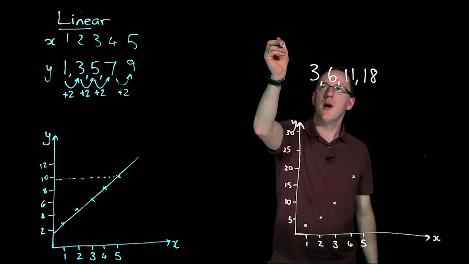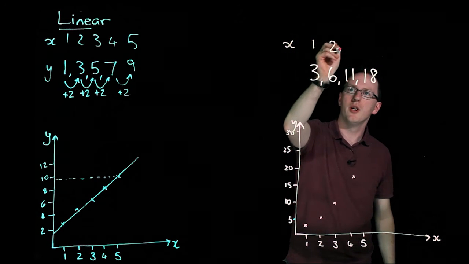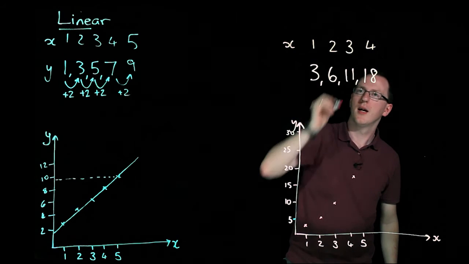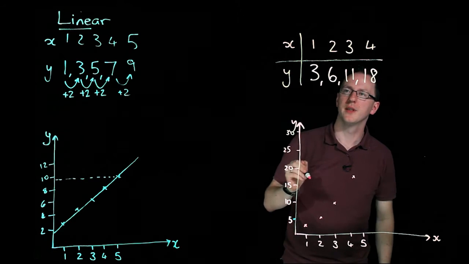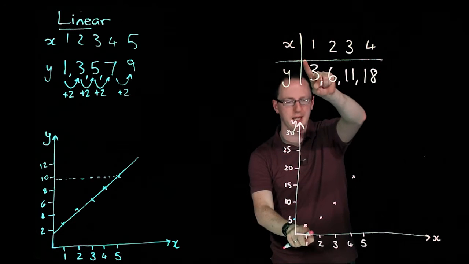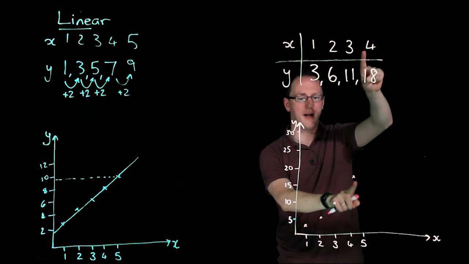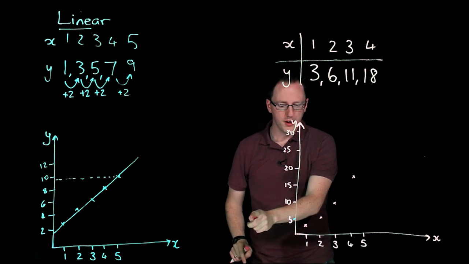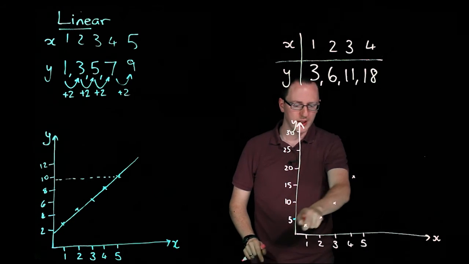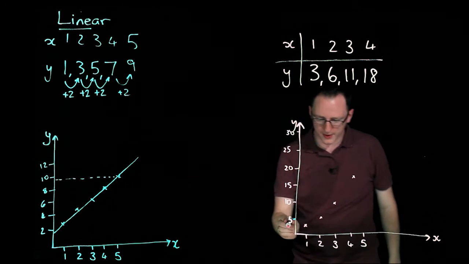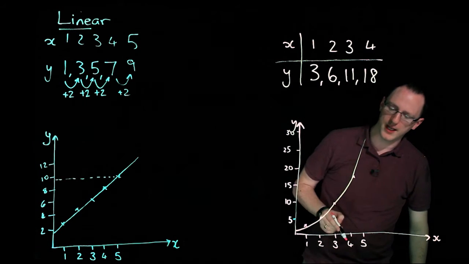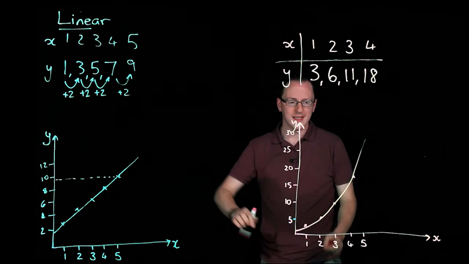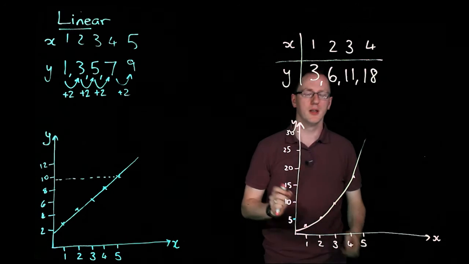And again, I knew where they went because the x values are the numbers of the terms, and the y values are what the terms are themselves. So 1's 3, 2's 6, 3's 11, and 4's 18. Now, if I look at that, it's not a straight line, but rather it's a curve that goes round like that. And it's getting steeper and steeper and steeper.